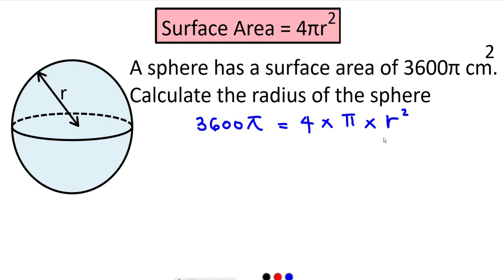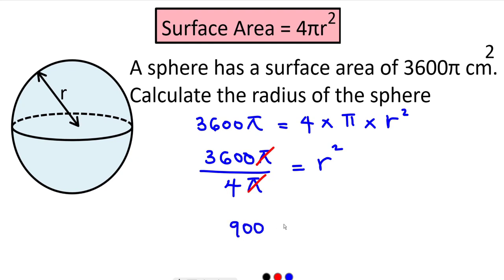Now, one thing we can do is to divide both sides, on the right and the left, by 4 pi. So we have 3600 pi divided by 4 pi, and that's going to be equal to radius squared. Now, if you look carefully, you can see the pi on the top. We cancel out the pi on the bottom, leaving 3600 divided by 4. And if you divide that, you're going to get 900, and that will be equal to radius squared.